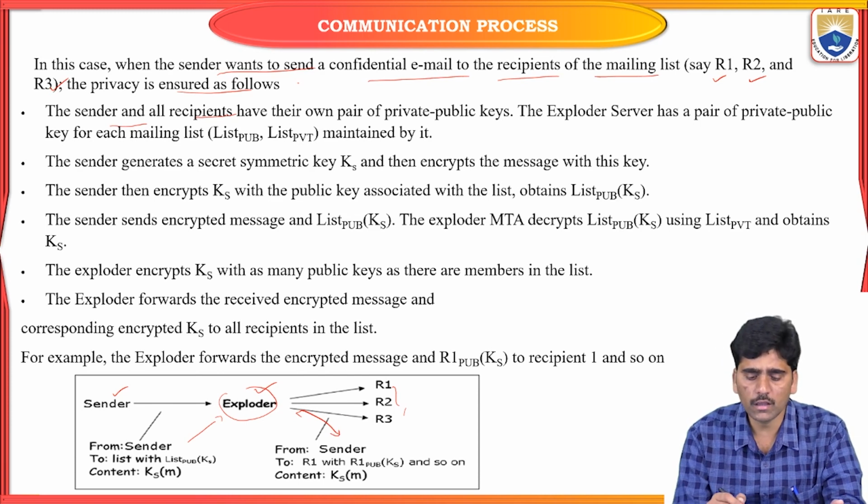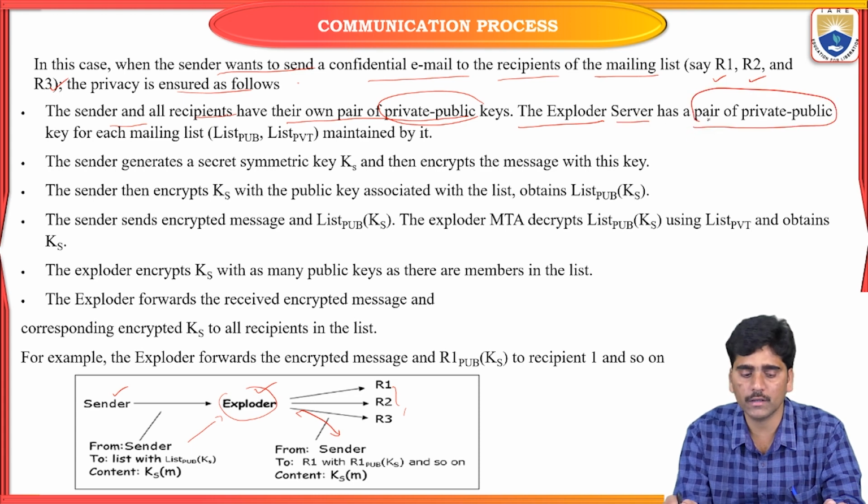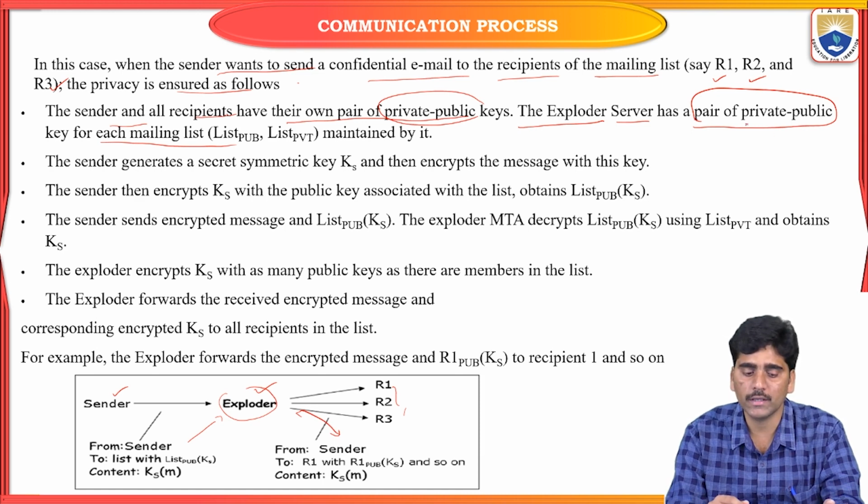So now let us look here. The sender and all recipients have their own pair of private and public keys. Now the exploder server has a pair of private and public keys for each mailing list. So the exploder maintains all the list of mails from the senders as well as receivers, along with the private and public key for each mailing list, called the list of public keys as well as list of private keys maintained by it.